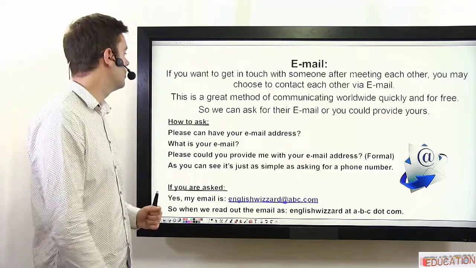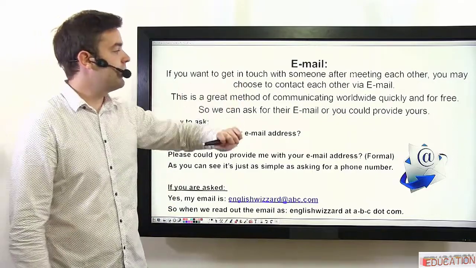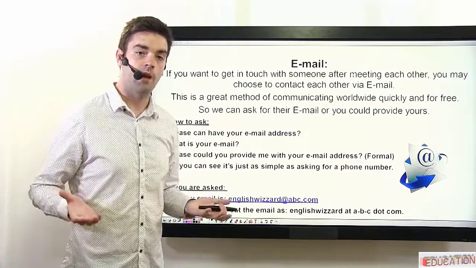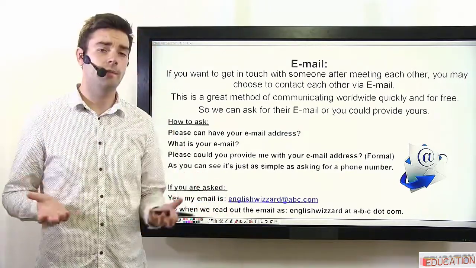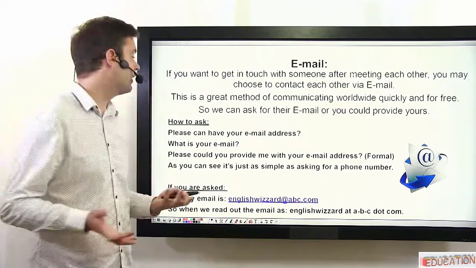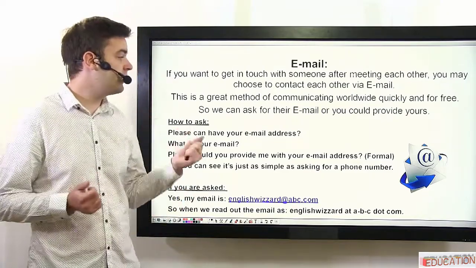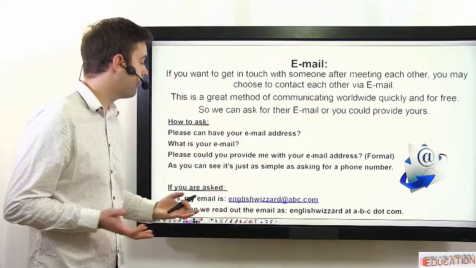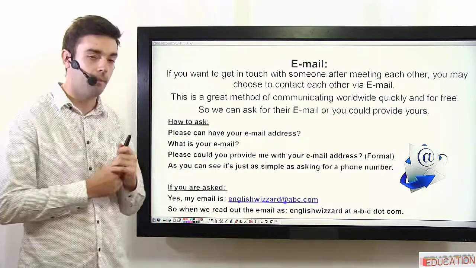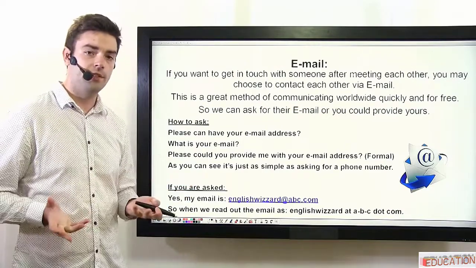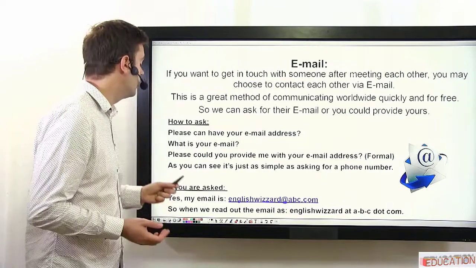So, if you want to get in touch with someone after meeting each other, you may choose to contact each other via email. This is a great method of communicating with each other worldwide, quickly and for free. So we can ask for their email, or you can provide yours, similar to a telephone number. So, how do we ask for an email? It's very similar to asking for a telephone number.